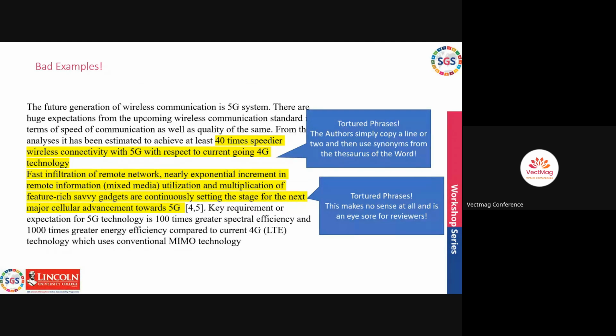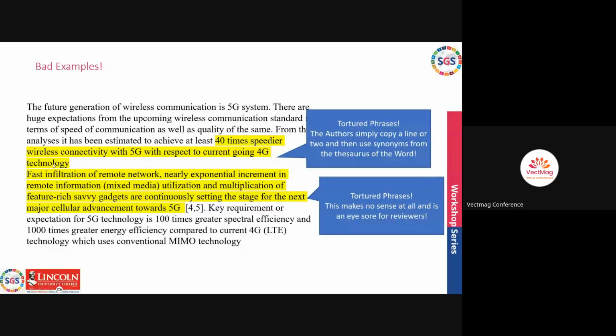This is called tortured phrases, and you can actually go on Google and find out what tortured phrases are. So, for example, just read it. This is gold standard. Okay, so let's see. From the analysis, it has been estimated to achieve at least 40 times speedier wireless connectivity with 5G with respect to current going 4G technology.